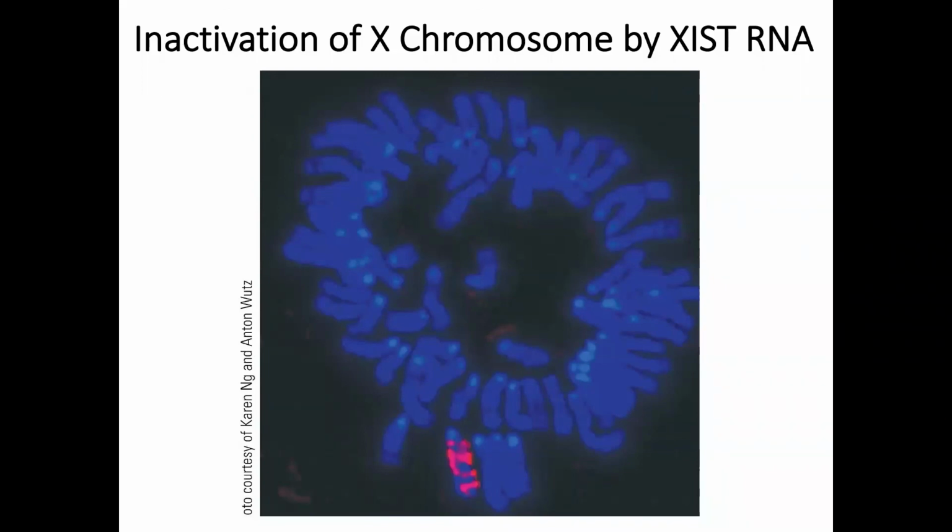So this picture is the chromosome staining picture from a female mouse cell. The expression of XIST coats one X chromosome. This is showing as red because the probe was labeled with a red fluorescent marker. So when you see this picture, you immediately know that this is a female cell, right?